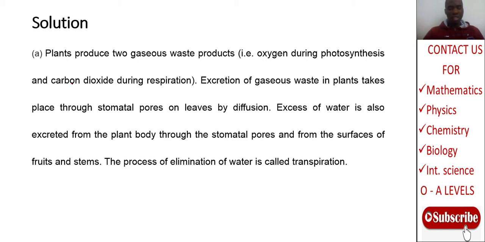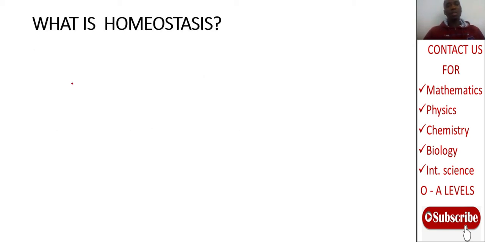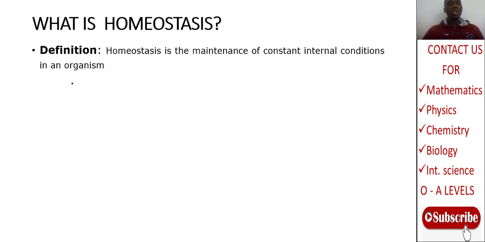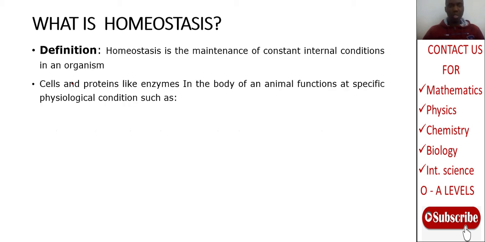So this is how you can paraphrase your answer. Okay, the second part of the question was about homeostasis. So what is homeostasis? Homeostasis is the maintenance and the regulation of a constant internal environment in an organism. Cells and proteins like enzymes in the body of an animal function at a specific physiological condition. Now we are talking about specific physiological conditions, and these conditions are water. So what happens here is that we need to have a specific potential of water.